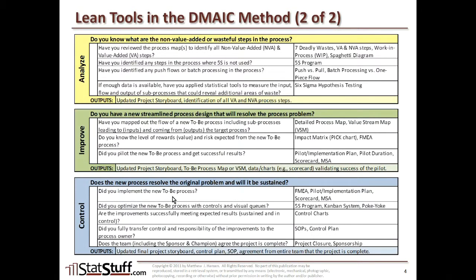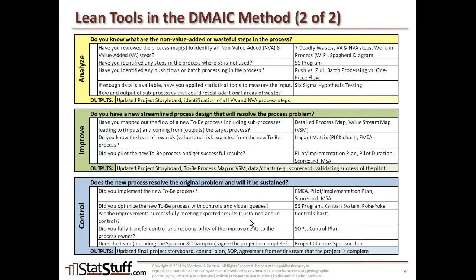Did you implement the new 2B process? Well, you need to make sure you get it implemented at a full-scale implementation as you're expecting. Again, you might use some of these tools to help as part of that. And next question, did you optimize the new 2B process with controls and visual cues? Well, this is where you want to account for several areas to make sure the process is optimized as best as possible, like using a 5S program or implementing as-needed Kanban system or Poka-yoke as part of it.